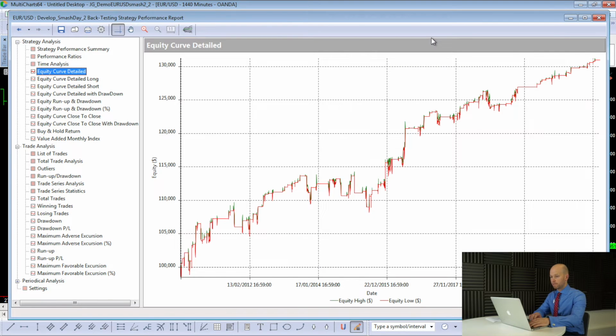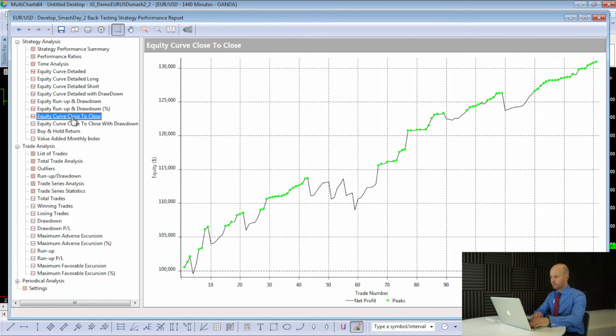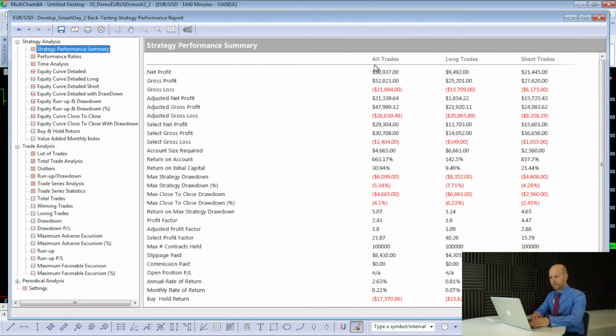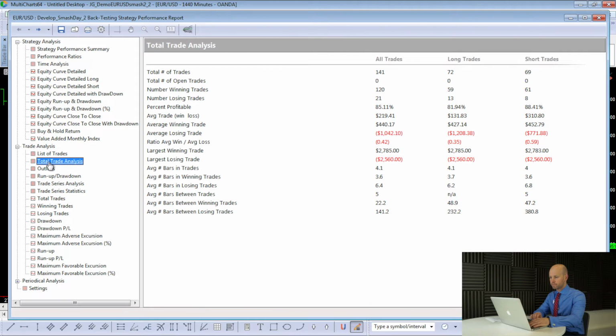That's what the equity curve looks like, and that's quite nice, isn't it? Very consistent. We're making much less money, only almost 31,000, but that's because we're not holding the trades for very long. Look at the total trade analysis. We've got many more trades now. Percent profitable, just over 85%. It's very accurate, isn't it?